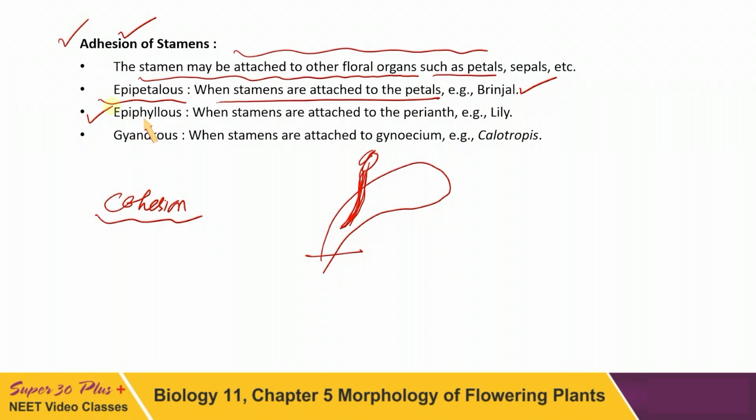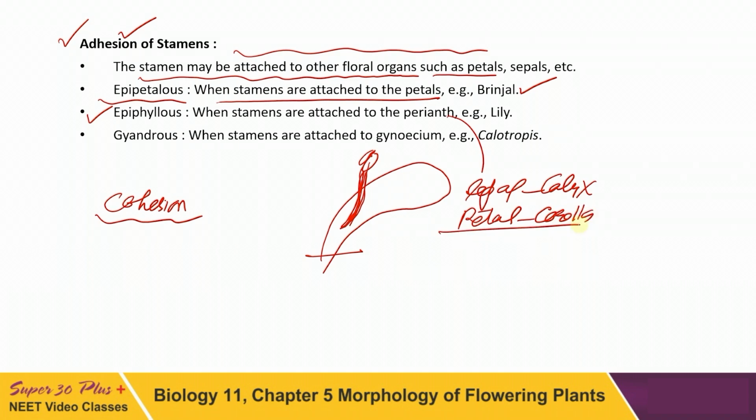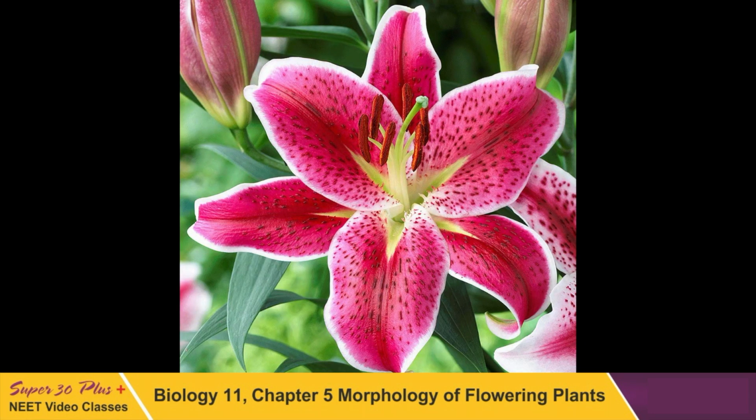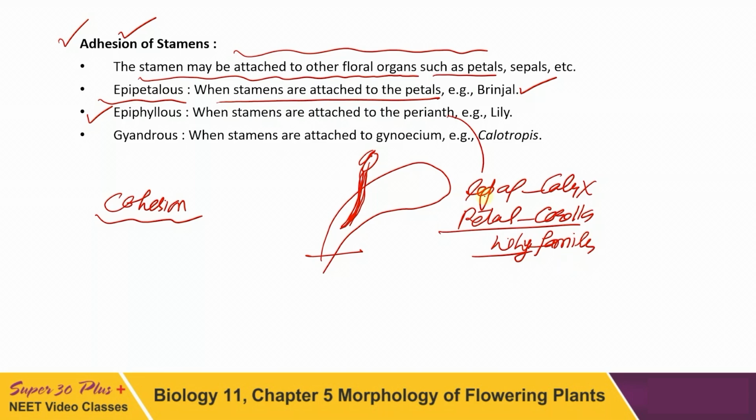What is epiphyllous? Important one. You see, phyllous, one is sepal, one is petal. You know, this is the member of calyx, and this is the member of corolla. You have to pay attention. In some flowers, for example, in family Liliaceae, or we can say the lily family, such a distinction we do not have.